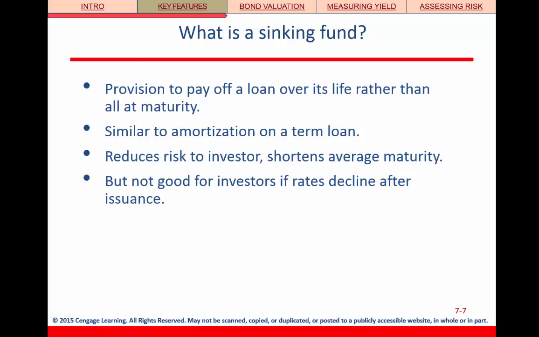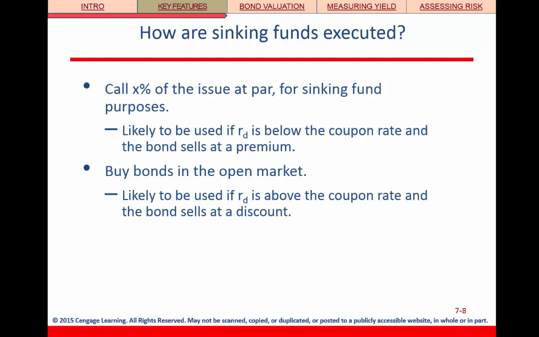And the reason why is because what if in year 29 the company went bankrupt? Well, you wouldn't get any of your principal back. You would have received the interest payments over the life of the loan, but you would have lost a huge amount of money. So, since this type of bond is safer for investors, usually a bond with a sinking fund has a lower coupon rate or interest rate than a similar type of bond that doesn't have a sinking fund. How are sinking funds executed?